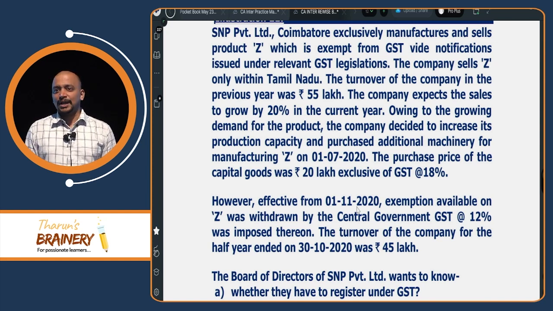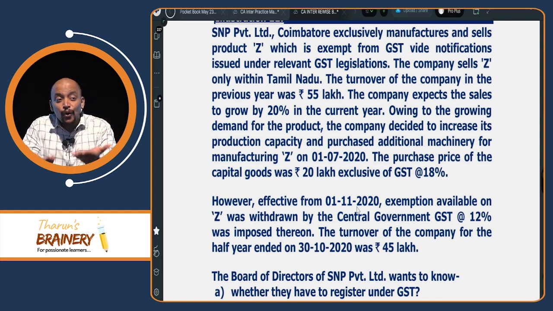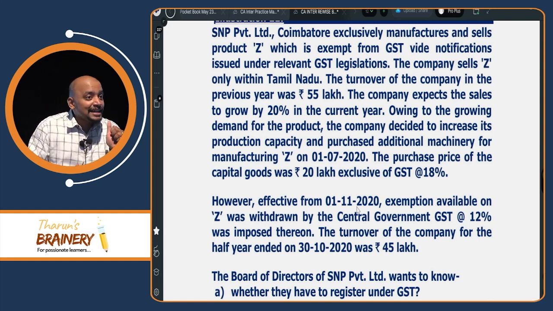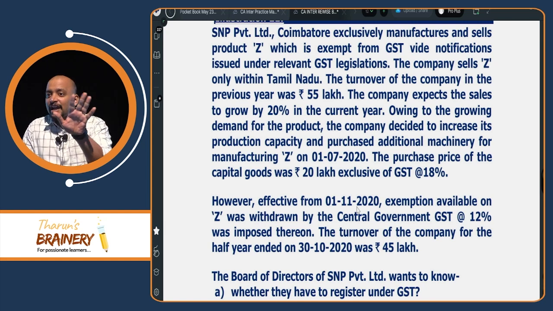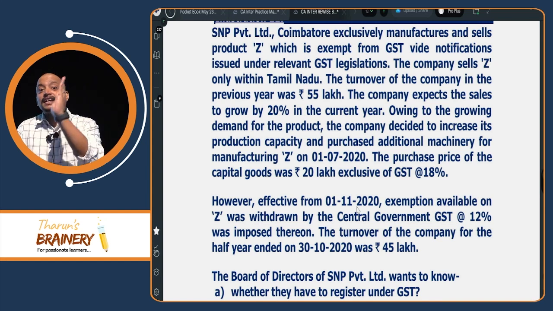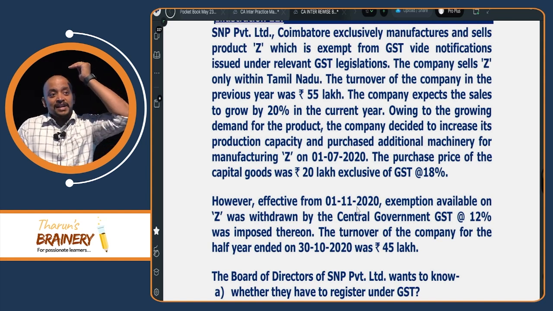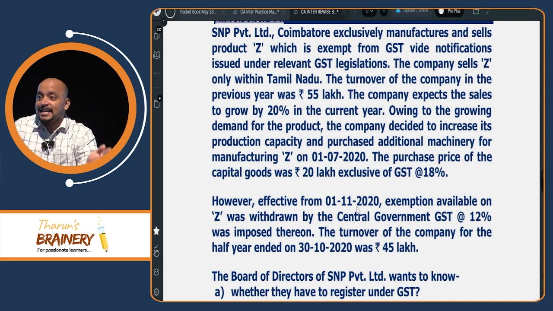First of all, which section is applicable? 18(1)(a) or 18(1)(d)? 18(1)(a). They are getting registered now only. When they are getting registered now only, from where they can take credit on capital goods? So they cannot take credit on capital goods. We are making a mistake by applying 18(1)(d).